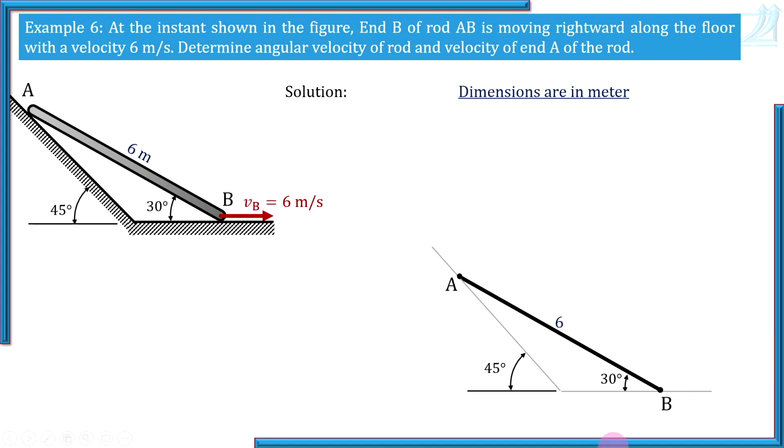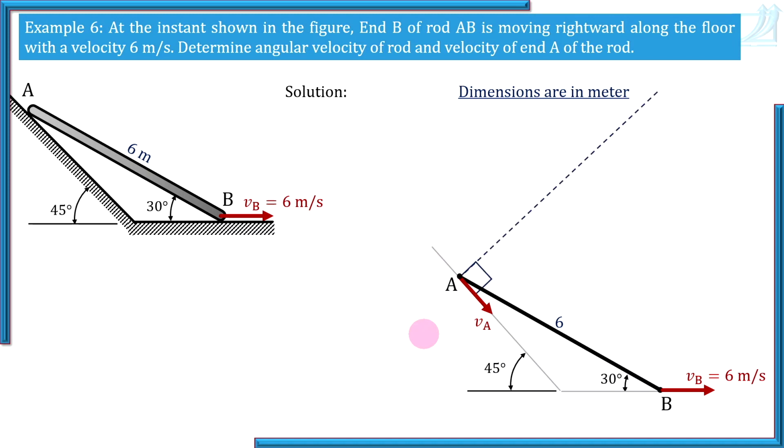For dimensions, we want a very clean diagram so that we will be able to study geometry very easily. So VB is 6 meters per second rightwards, this is the direction of velocity of B that is given. Now the direction of velocity of A is also known to you, because if B is sliding rightwards, A must be sliding along the wall in the downward direction.